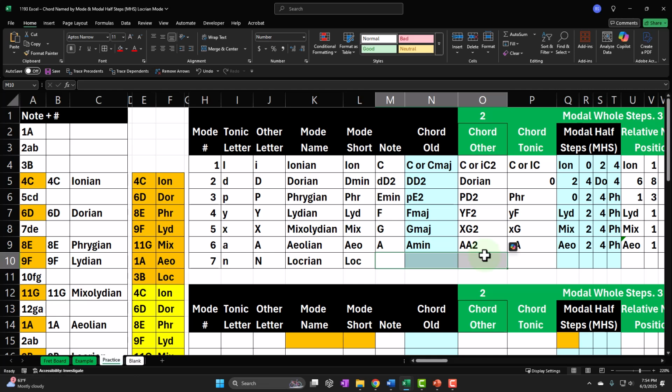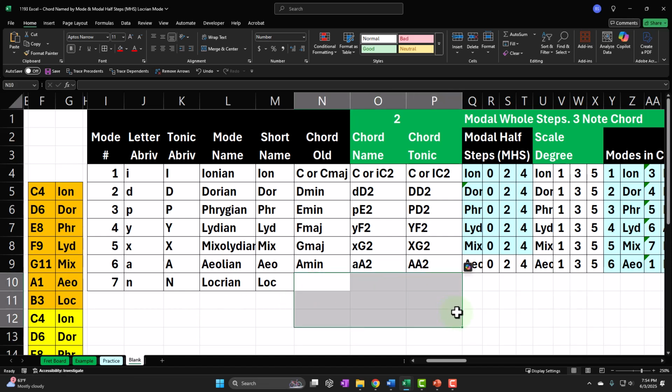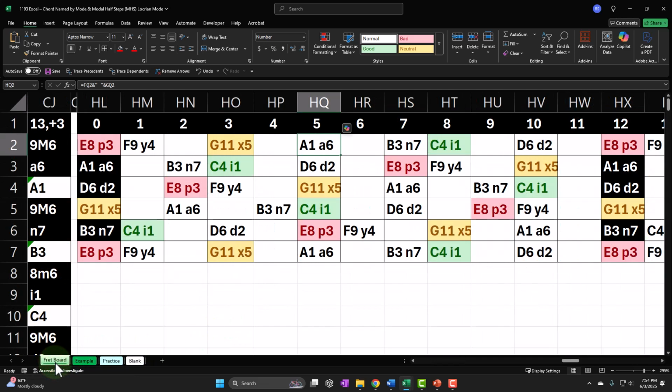But if you don't have any of that, that's okay because we'll be working in the blank tab, where we built this from a blank worksheet and we'll continue to build it, practicing both our Excel skills and our music theory skills at the same time, remembering that those two things are actually one and the same. Most people don't know that, but I'm here to tell you, now you know it. So let's go on over to the fretboard.